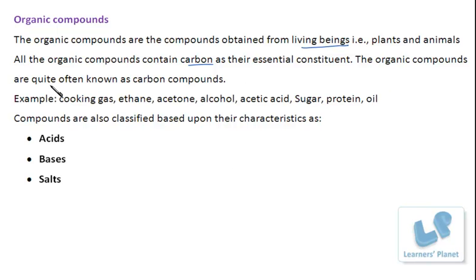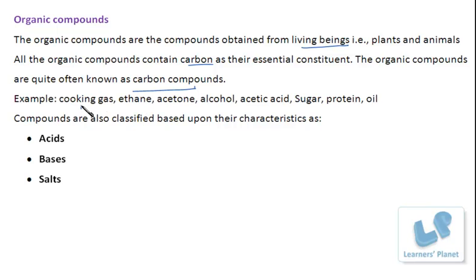The organic compounds are quite often known as carbon compounds as they contain carbon. Right? I can say all of the organic compounds contain carbon as essential constituent. So these are also called as what? Carbon compounds. The examples are cooking gas, ethane, acetone, alcohol, acetic acid, sugar, protein, oil.